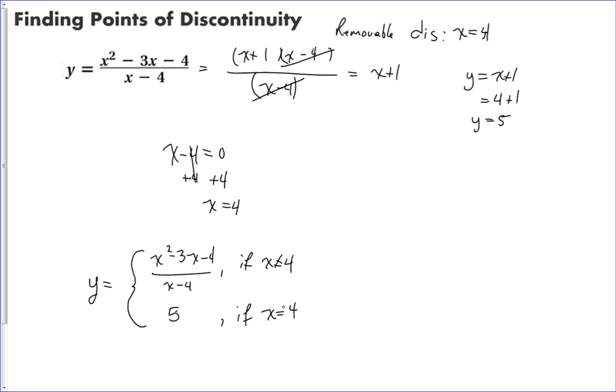So now we have redefined this function so we can get a value at 4. So this function is now defined everywhere, for all real numbers. So if x is not 4, y equals this function. If x equals 4, then y simply equals 5.